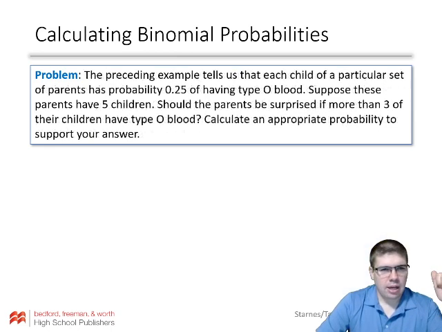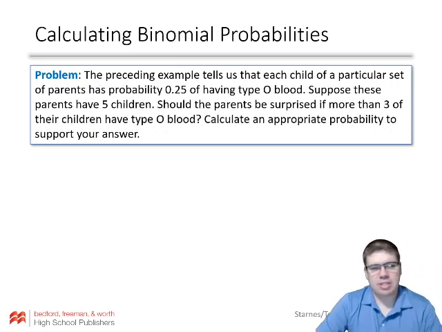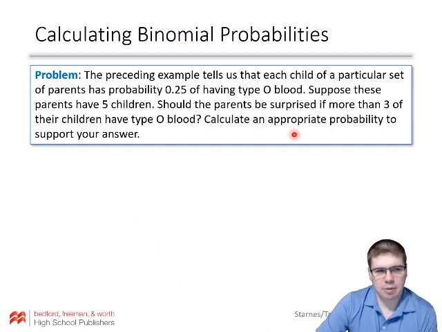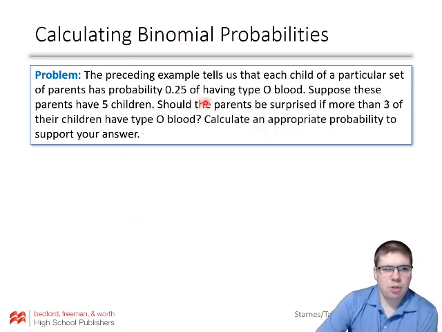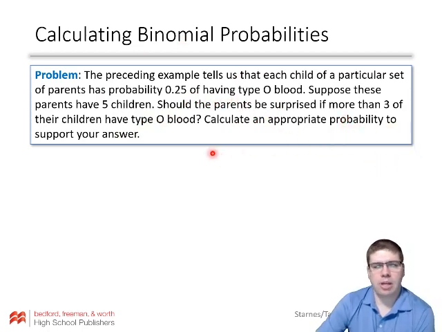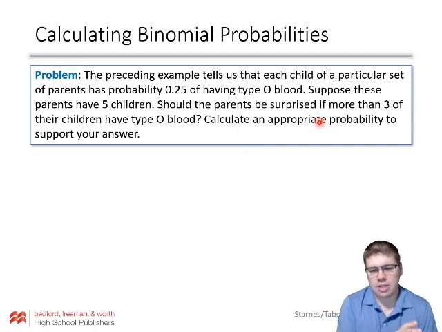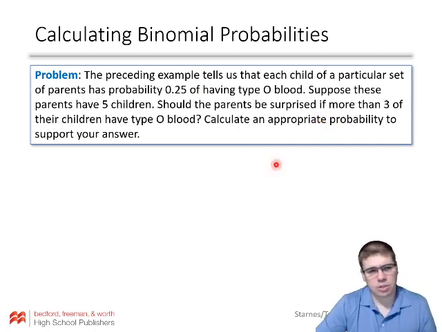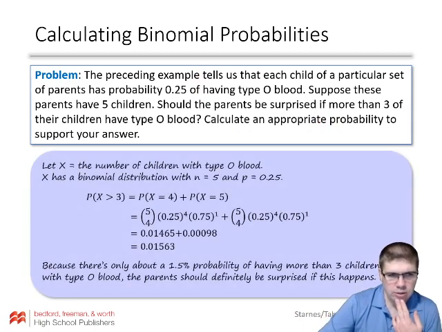All right, this preceding example tells us that each child of a particular parent has a 0.25 probability of having type O blood. Suppose that they have 5 children. Should the parents be surprised if more than 3 of their children have type O blood? Calculate the appropriate probability and support your answer. So this time we're not interested in exactly 3, we're interested in more than 3, which would include the results 4 or 5.